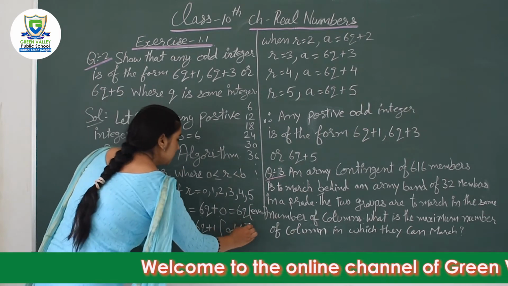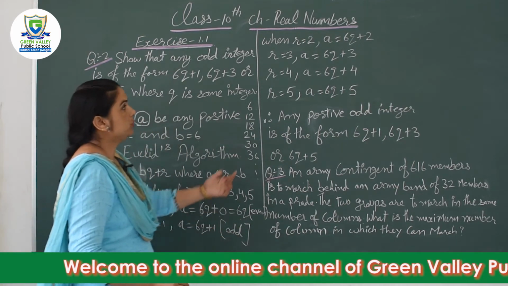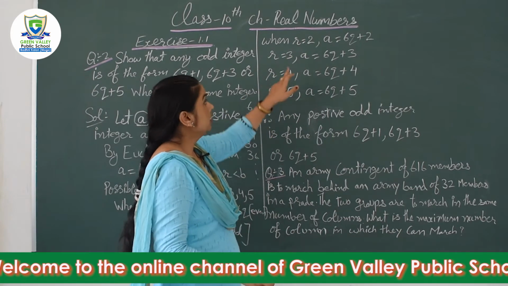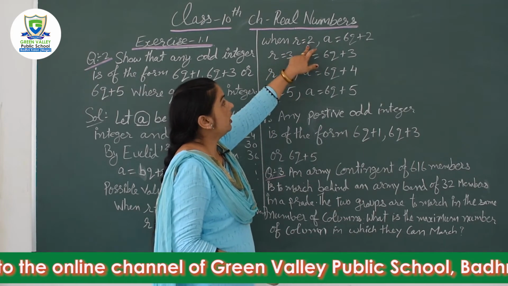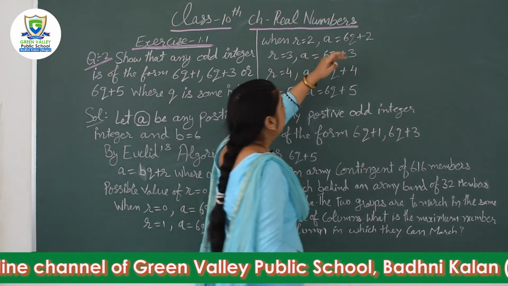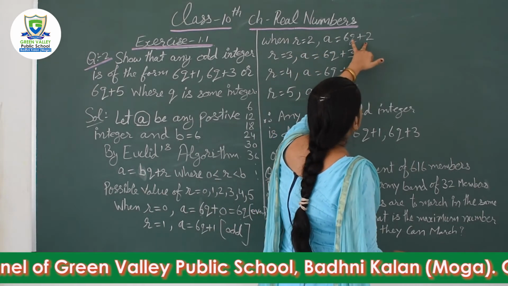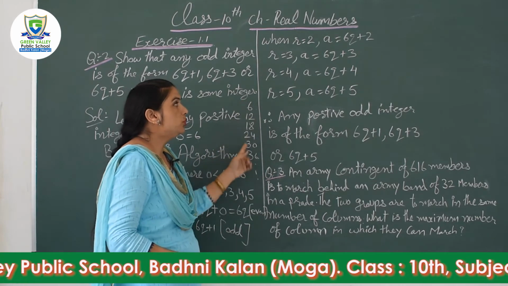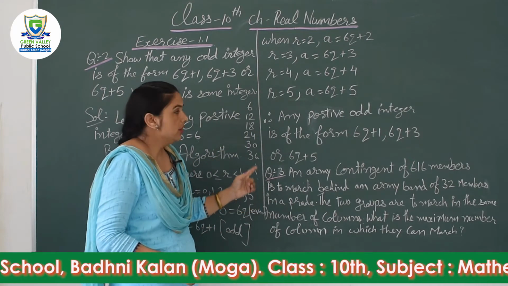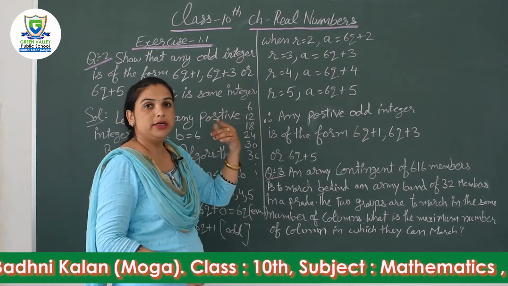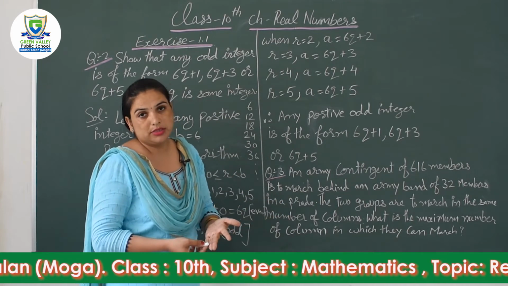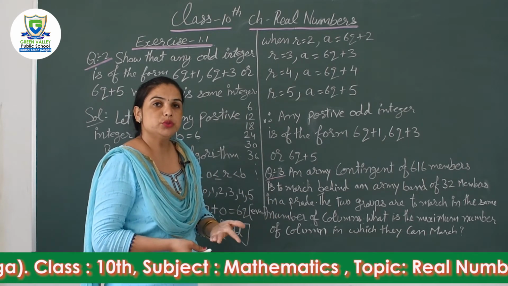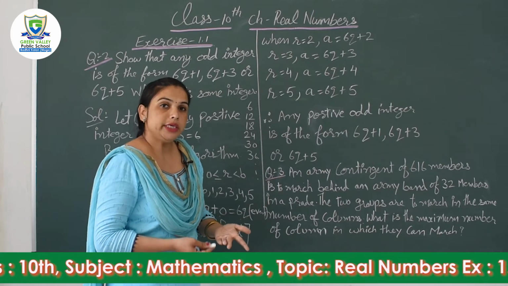In the same way, when we substitute the remaining values, like here, when I substitute r as 2, I will get 6q plus 2. Now again, if we add 2 to a multiple of 6, it will become 6 plus 2, that is 8, and we know 8 is again a multiple of 2, so it means that is also an even number.